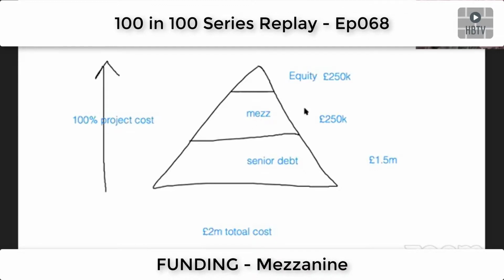Now, typical rates for mezzanine finance: because it is that hybrid debt product, and it only takes second charge, it is going to attract higher interest rates. So you're probably looking at anything from about 15 to 25% plus per annum on mezzanine finance.